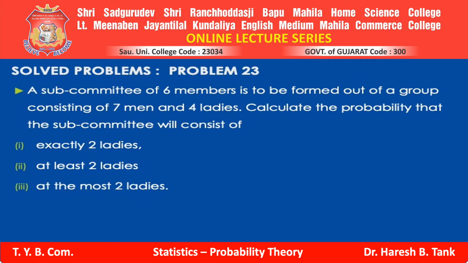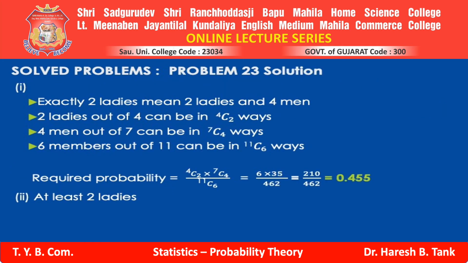A subcommittee of 6 members is to be formed out of a group consisting of 7 men and 4 ladies. Calculate the probability that the subcommittee will consist of exactly 2 ladies, at least 2 ladies, and at the most 2 ladies. All these 3 probabilities are to be found. Let us see. Let us address the first one.